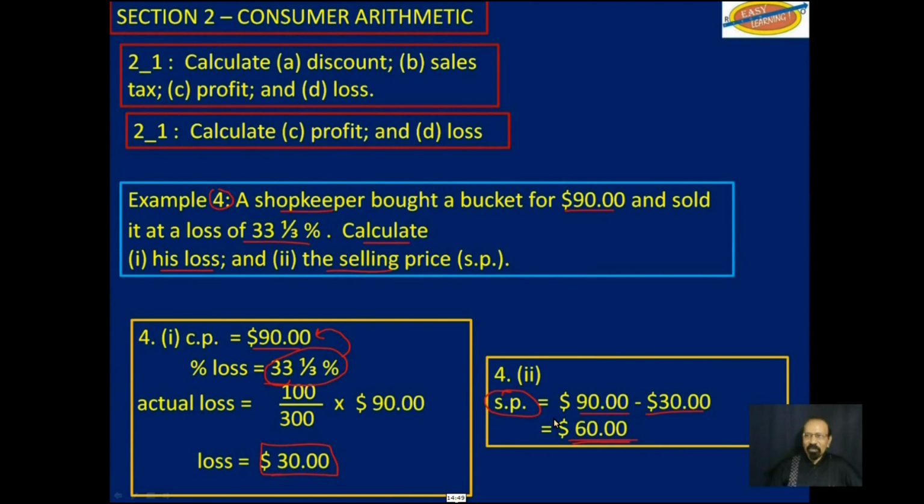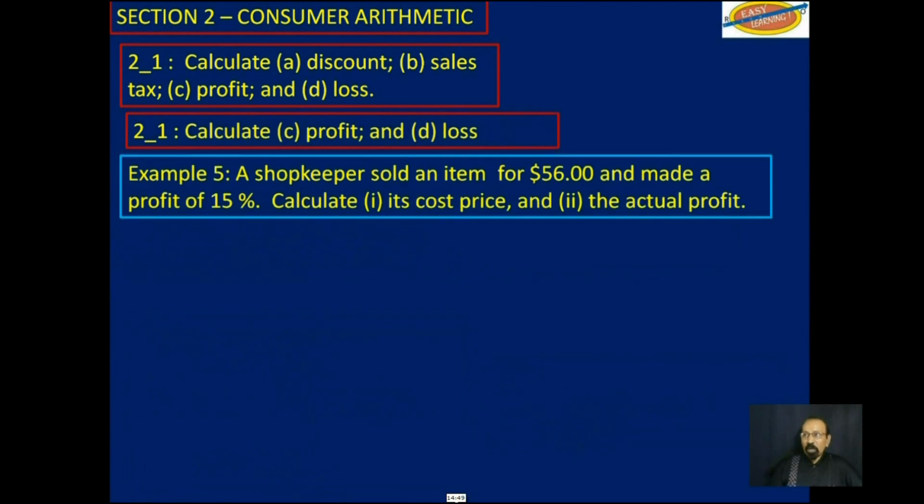So the selling price obviously will be $90 minus $30, which gives us $60. So far, this is fairly easy. Now, this one gets a little harder. A shopkeeper sold, not bought, a shopkeeper sold an item for $56 and made 15%, meaning that the 15% is included in this $56. Calculate the cost price and the actual profit.